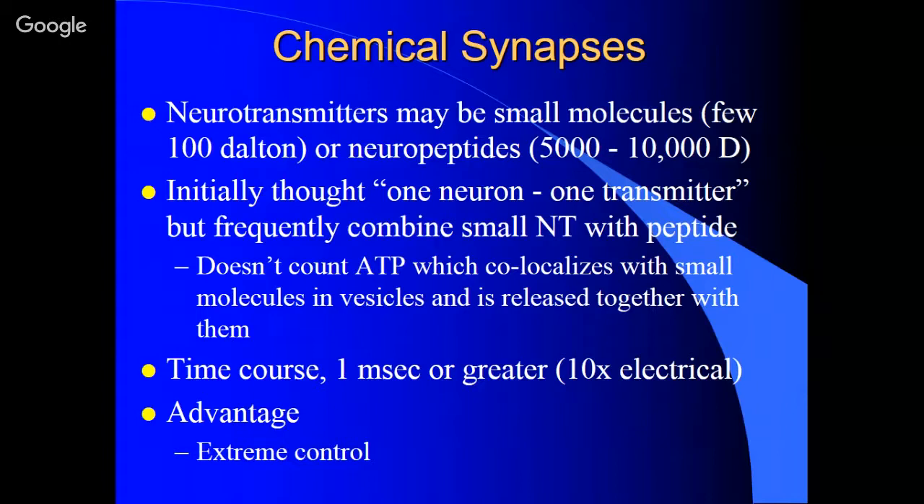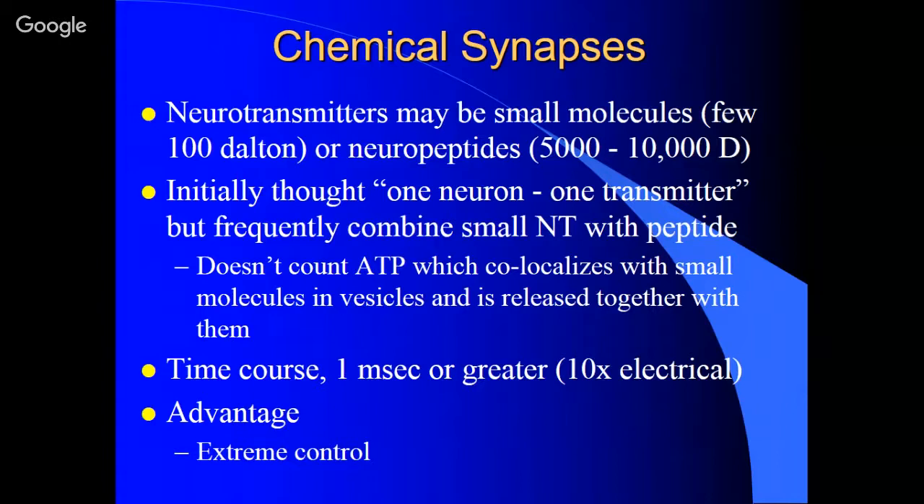Right? And initially, back when the synapse was first being discovered, everybody thought the rule was one neuron, one transmitter. And that was believed to be true for a long time. And yet, gradually people realized that rule is frequently bent because you can have peptide neurotransmitters in the same cell. You won't find two small neurotransmitters in a single cell, like acetylcholine and norepinephrine, but you will definitely and frequently combine a small neurotransmitter with a peptide.